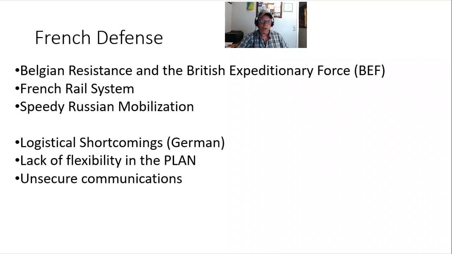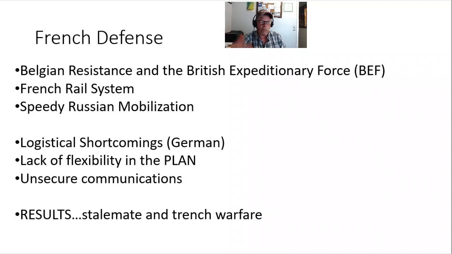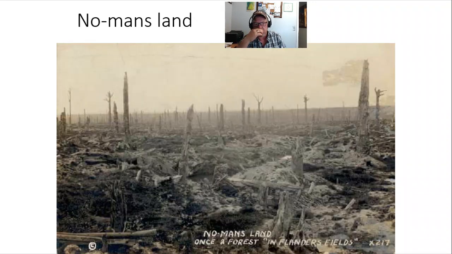So they're stuck. Unsecure communications, longer and longer logistical lines, supply lines. And so I'm able to tell what they're trying to do because they don't have secure communications. And I can interdict or interrupt their supplies, which makes life miserable for the guys on the front. Right? So the result: stalemate, trench warfare.